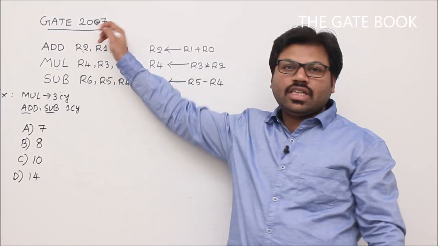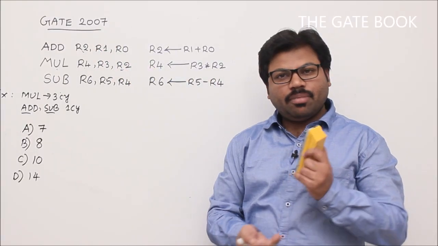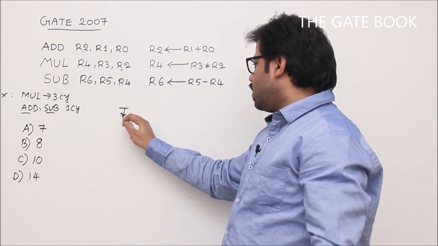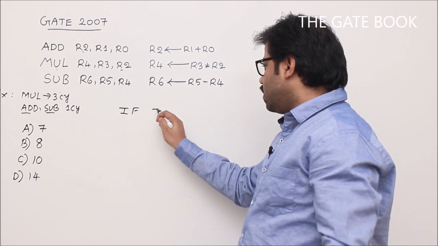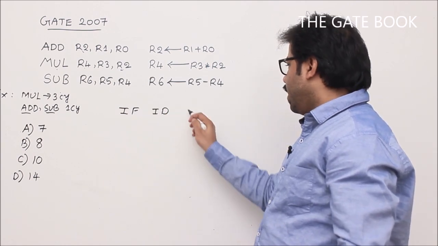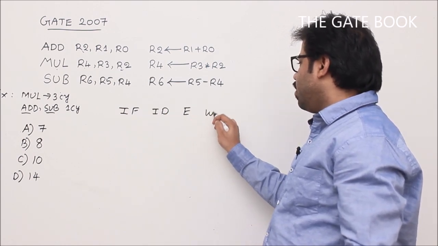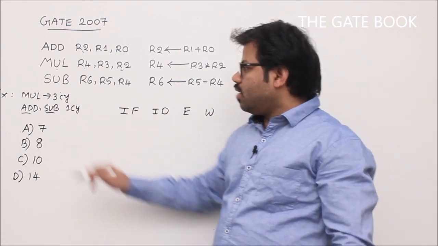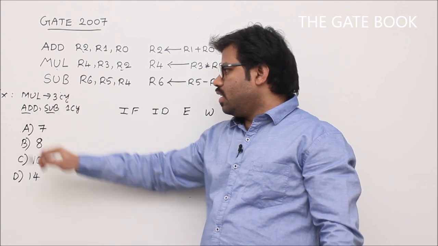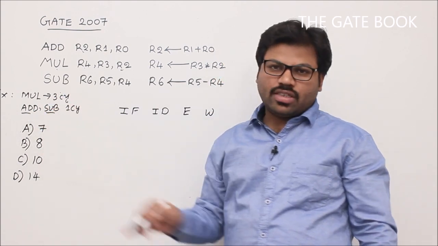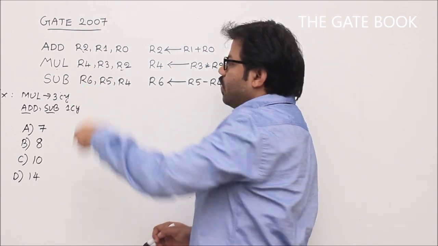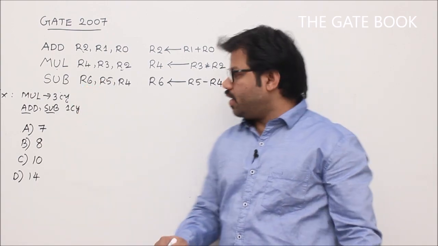Now we'll see this question which was asked in the GATE 2007 paper. In the question they have given that there are only 4 stages: instruction fetch, instruction decode, execution, and writing back. Now it doesn't matter for us. They have mentioned that multiplication requires 3 cycles, and addition and subtraction require 1 cycle. You remember that. Now we have to execute all these instructions and find out the number of clock cycles required. Let us do that.